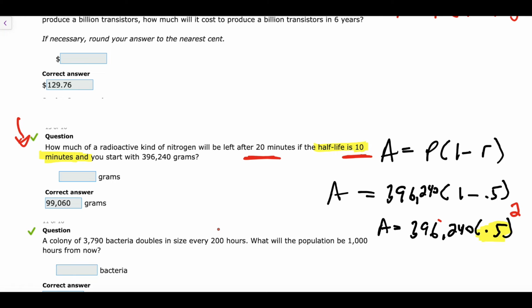For the most part, but the way they can make it tricky is, let's say the half-life is something weird like 1 hour, and then over here it's in minutes, and then you have to think about that. Okay.